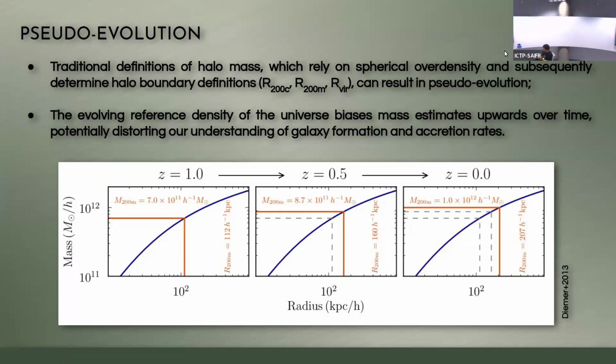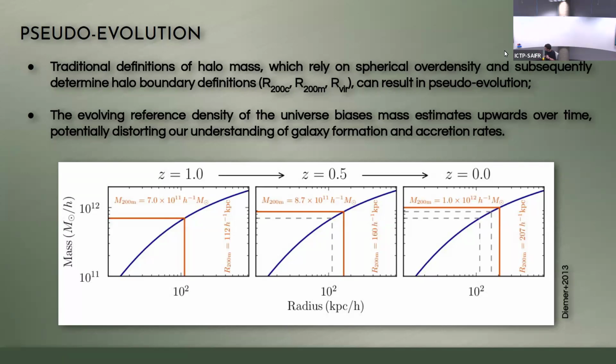Okay, but there's a problem: the pseudo evolution. What happens is that both definitions we're talking about depend on a reference density, like saying the sphere that encloses 200 times the critical density. The universe expands, the volume increases, and the density decreases. So the mass will increase as well, even if the cluster did not accrete any matter. It's not physical. It's just something that comes from our definitions.